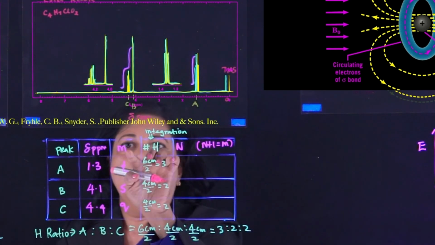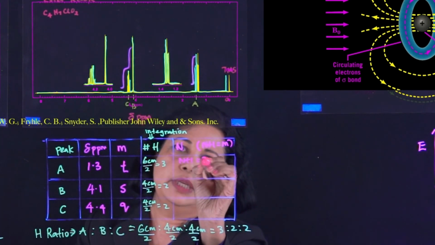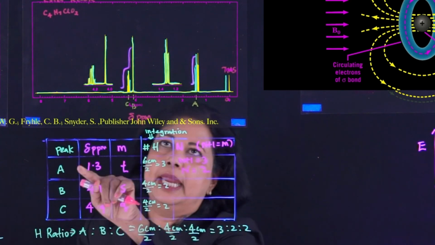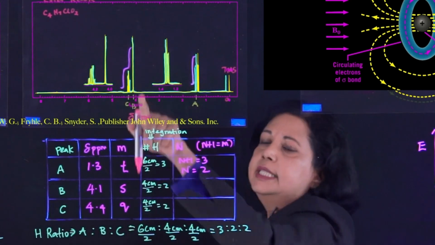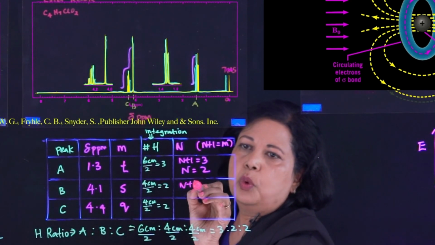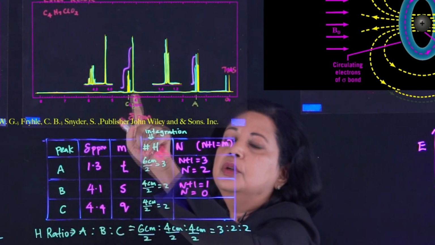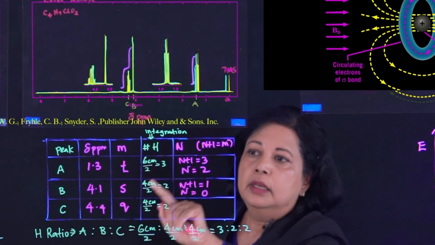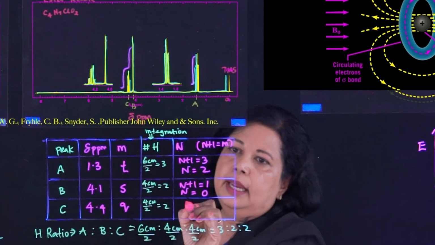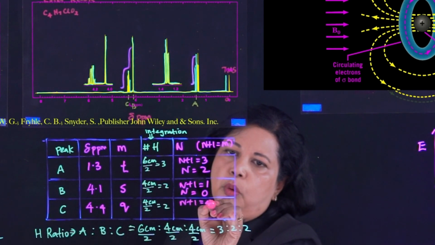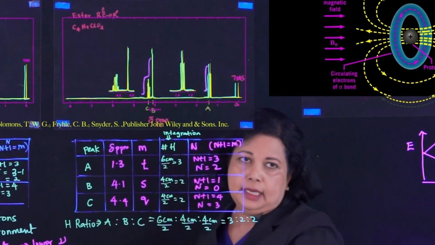So here, m is triplet, that means 3. So n plus 1 is 3, therefore n is 2. So A has 2 neighbors. Let's talk about B then. B is a singlet. That means you have n plus 1 being 1. Therefore, n is going to be 0. B has no neighbors. C here has got a quartet. That means n plus 1 is 4, and therefore n is 3. So C has 3 neighbors.